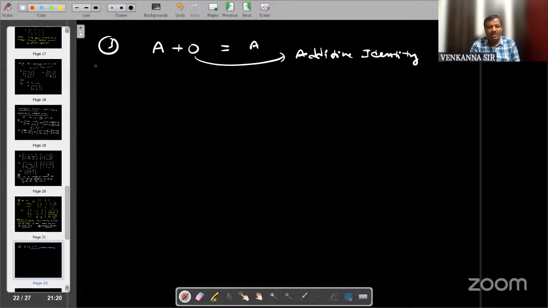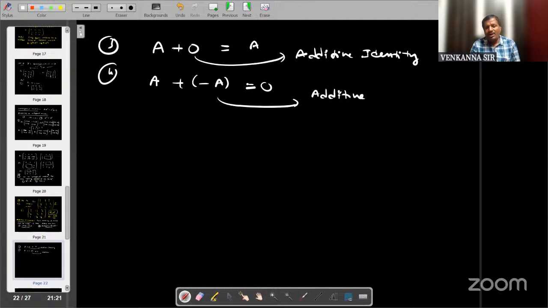The null matrix is also called zero matrix. And fourth property, matrix A is there. To get the null matrix, which matrix to be added? Minus A. This minus A is called additive inverse, also called the negative matrix. These are the properties of the addition of matrices.